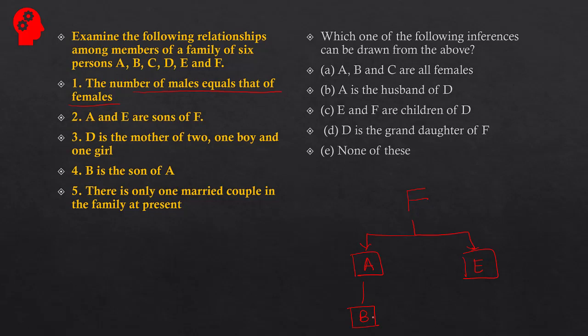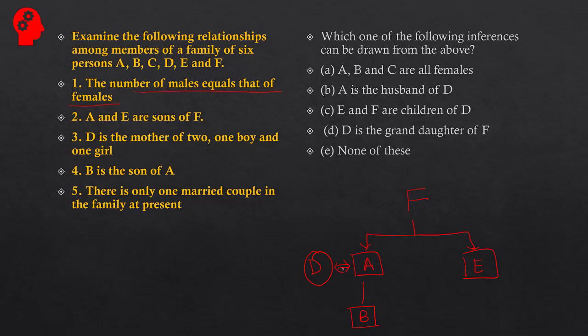There's only one married couple in the family at present. Now the question is, where would we put D? D is the mother of 2, 1 boy and 1 girl. Okay, and in blood relations, that goes without saying. If we say somebody has children, then that person would be a part of a married couple. So we can pair up D with A.